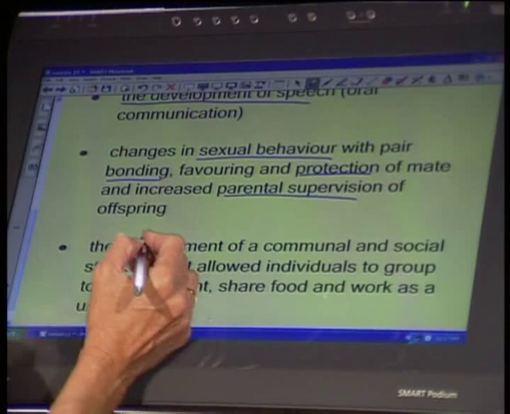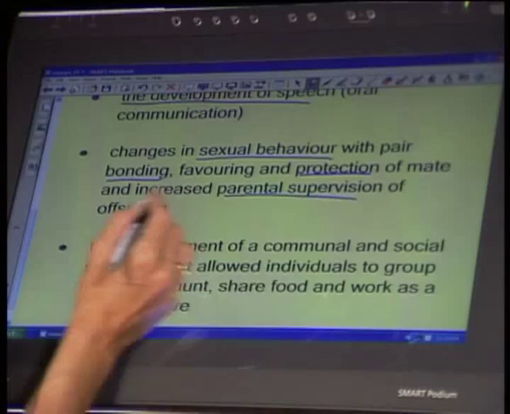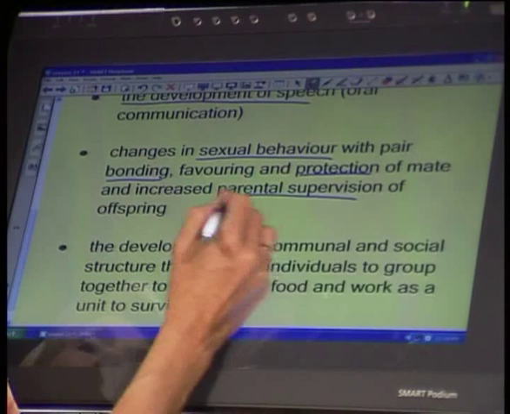Now, you find this with gorillas and chimpanzees and orangutans as well. They tend to pair up or mate for life. So they have a partner, and if the partner gets killed, well, then that's it. So you have pair bonding. They also protect their mate and increase parental supervision from, for example, a whole lot of other animals. But there are some animals that also protect their babies fervently, like, for example, dogs and lions and all your cat family. They'll give their lives for their babies. So you have your parental supervision.